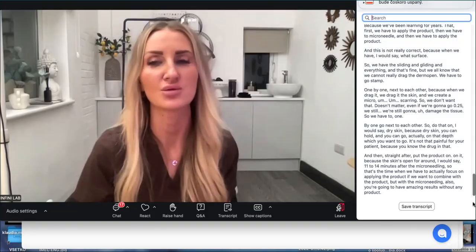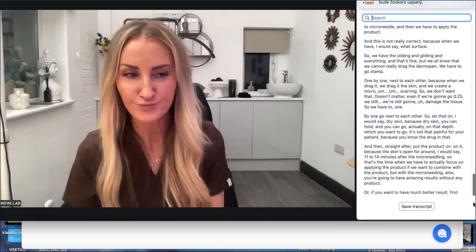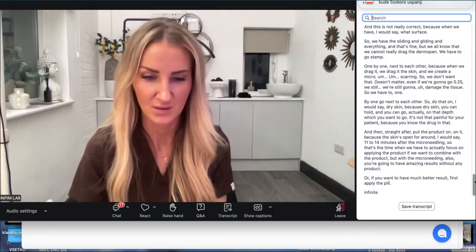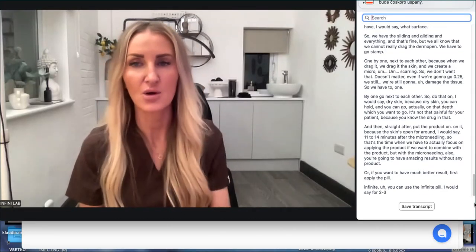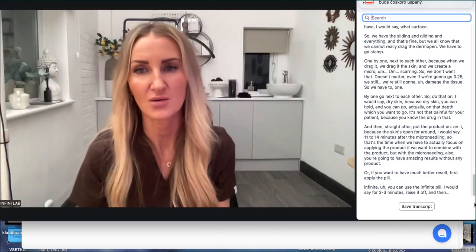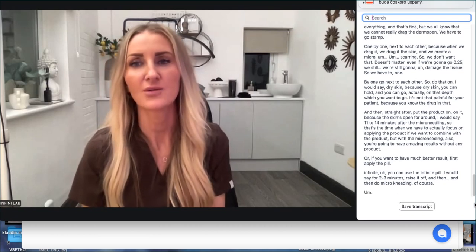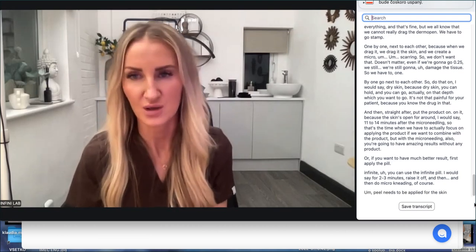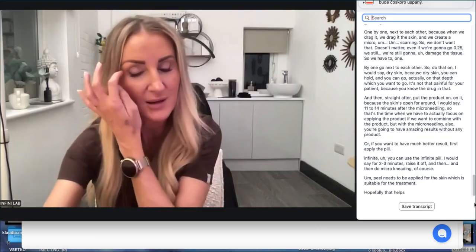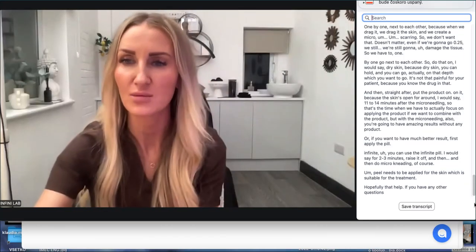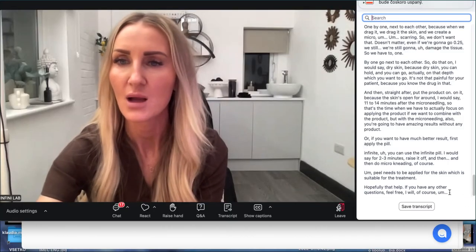Or if you want a much better result, first apply the peel. You can use the Infini peel for 2-3 minutes, rinse it off, and then do microneedling. Of course, the peel needs to be applied on skin which is suitable for the treatment. Hopefully that helps. If you have any other questions, feel free, and I will of course answer.